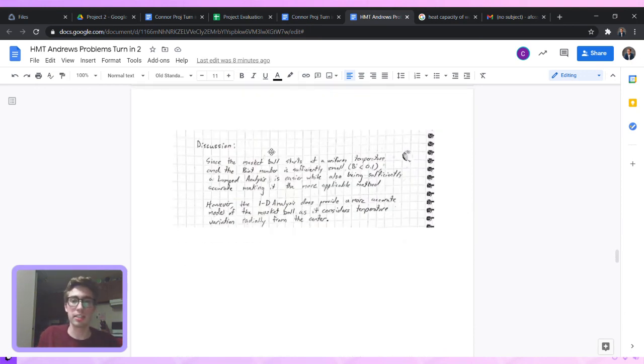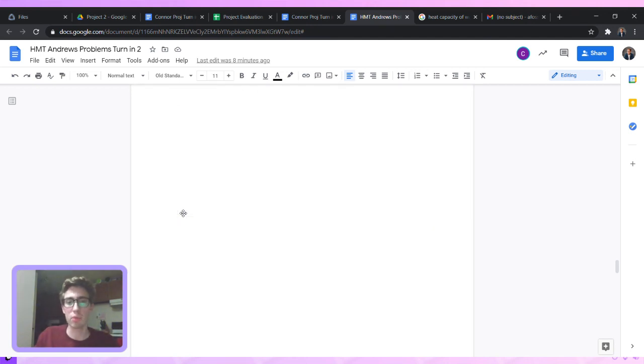So comparing these methods, the lumped method is probably preferred since it's easier to deal with and it is sufficiently accurate, so it's probably the more applicable method. However, the 1D analysis method is actually a more accurate model since it considers the temperature variation with radius within the musket ball.